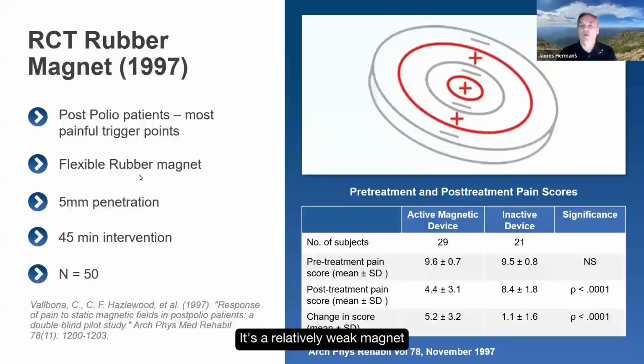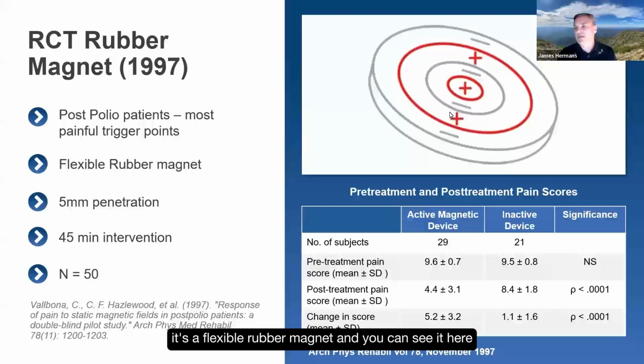It's a relatively weak magnet. It's a flexible rubber magnet, and you can see it here. It's got alternating polarity, north-south, north-south, north-south poles, and is a relatively weak magnet, with only 5 millimeter penetration. But if you're placing this on a trigger point, then most likely you don't need a magnet that penetrates very far anyway.